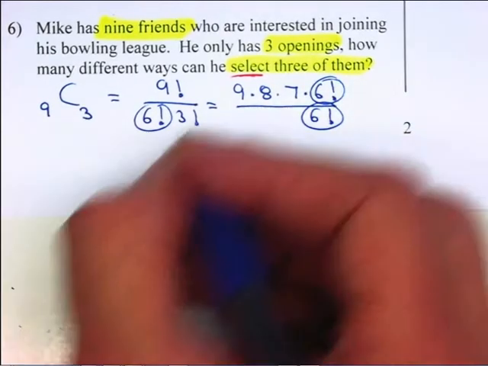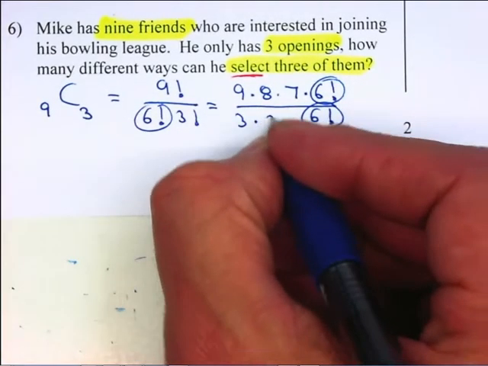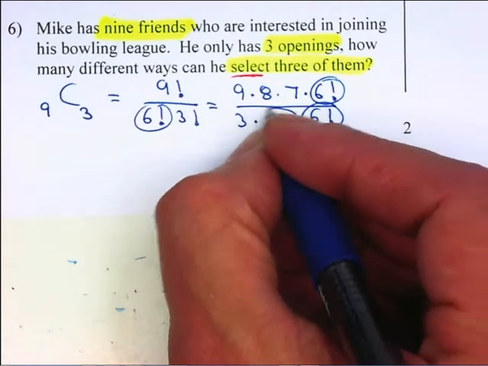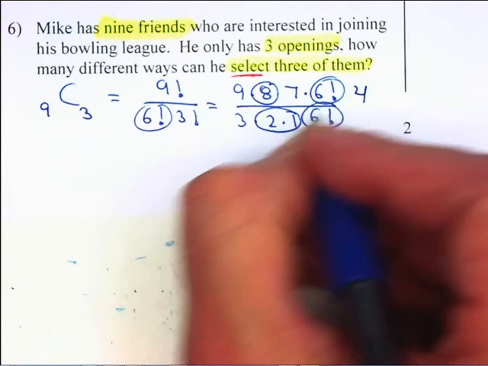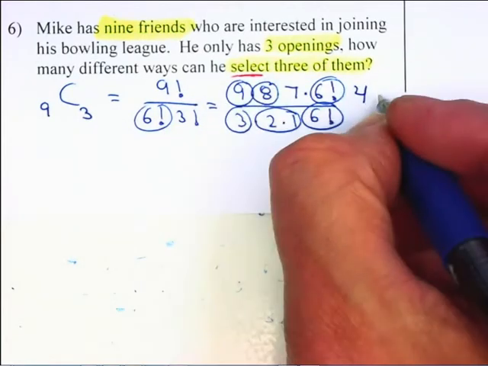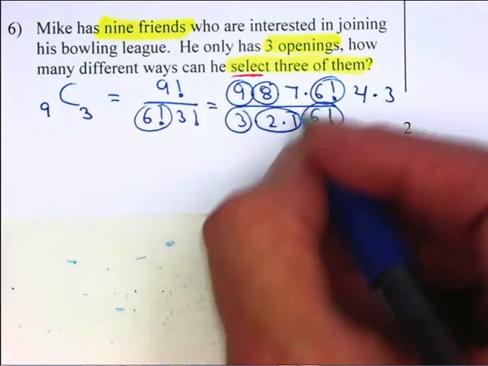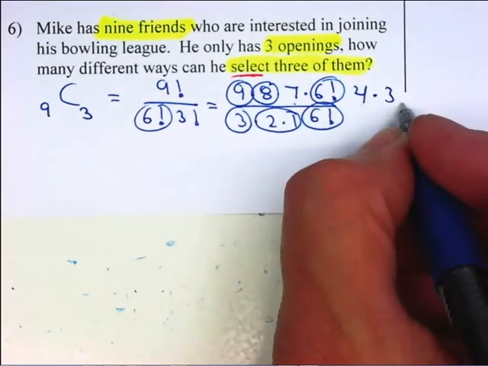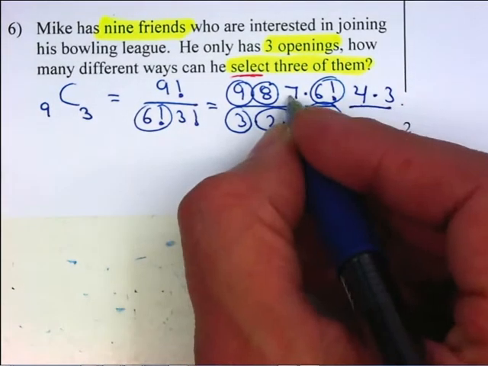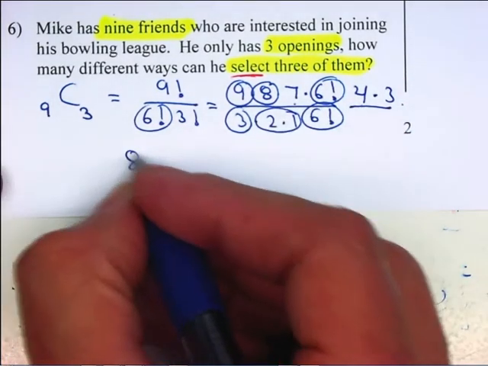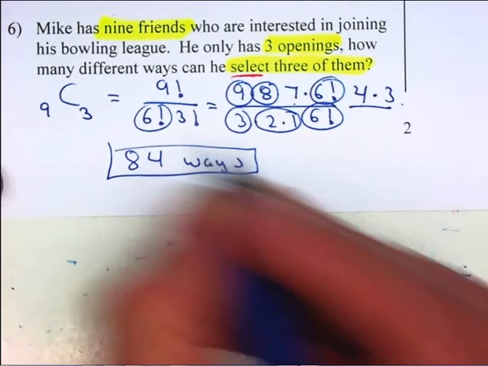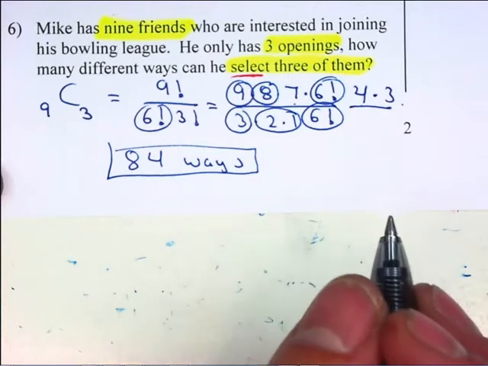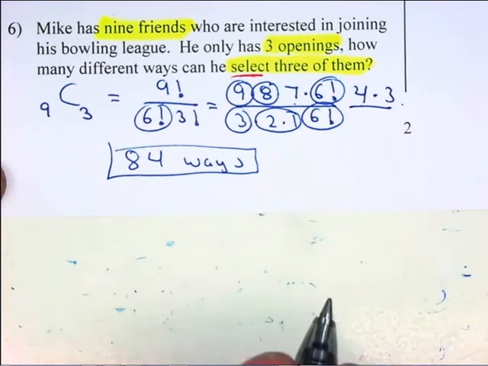Cancels. And then we have 3 factorial, which will be 3 times 2 times 1. Let's see, 2 times 1 will give you 2, and the 8 will give you a 4. 3 and 9 will give you a 3. So multiply 4 times 3 times 3. That gives me 12 times 7, which will give you 84 different ways that you can select 3 out of those 9 friends that are interested to join your bowling league.